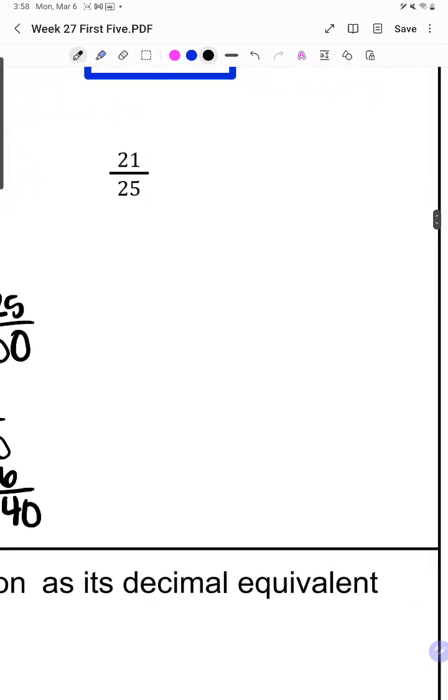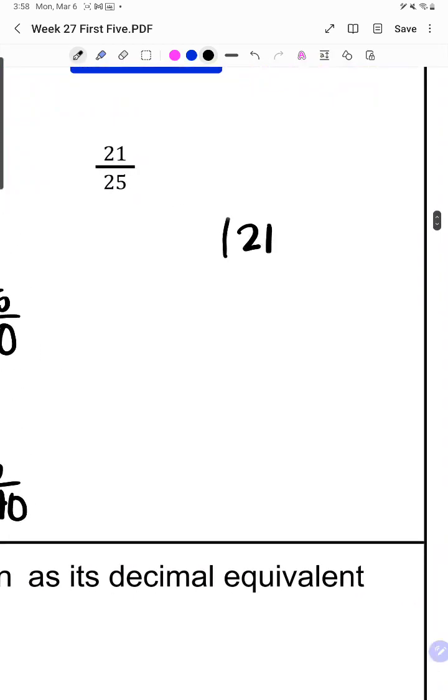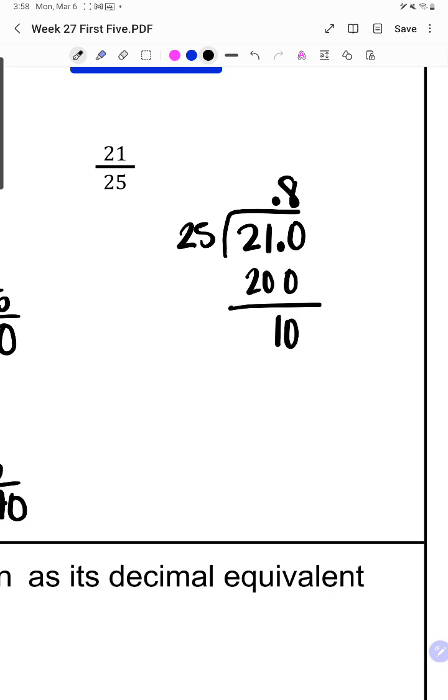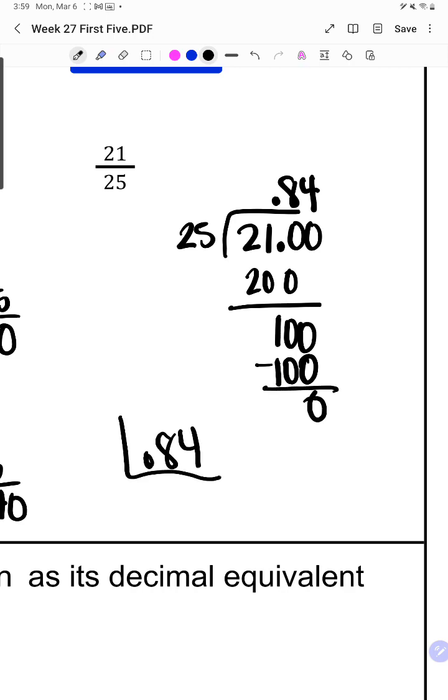Then we have 21 divided by 25. Once again, not a whole number, so we'll just divide into this. 25 does not go into 21, so we'll add a decimal and a 0. 25 goes into 210 8 times, so 0.8. 8 times 25 is 200. That leaves us with 10. Add on another 0. 25 goes into 100 4 times, and 25 times 4 is 100, so we have nothing remaining. Our answer is 0.84.